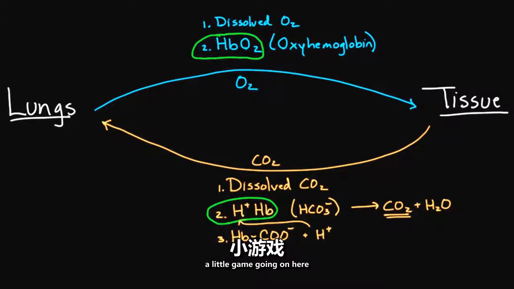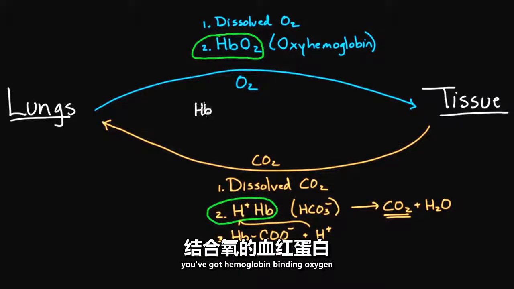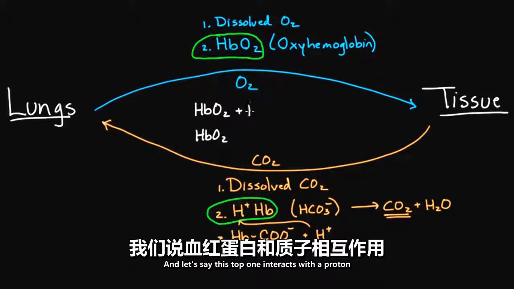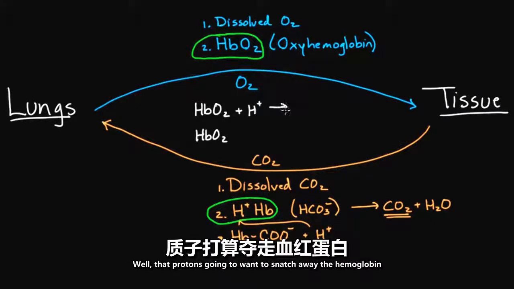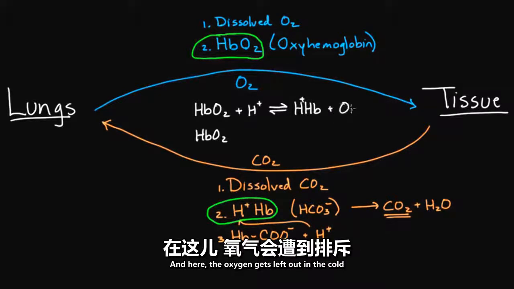Now, the fun part about all this is that there's a little competition, right? A little game going on here. Because on the one side, you've got hemoglobin binding oxygen. And let me draw it twice. And let's say this top one interacts with a proton. Well, that proton's going to want to snatch away the hemoglobin. And so there's a little competition for hemoglobin. And here the oxygen gets left out in the cold.